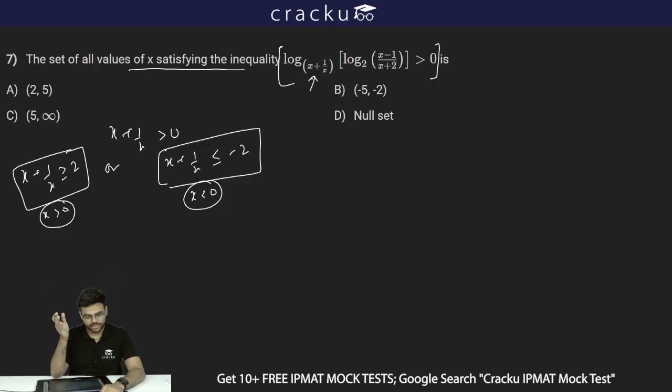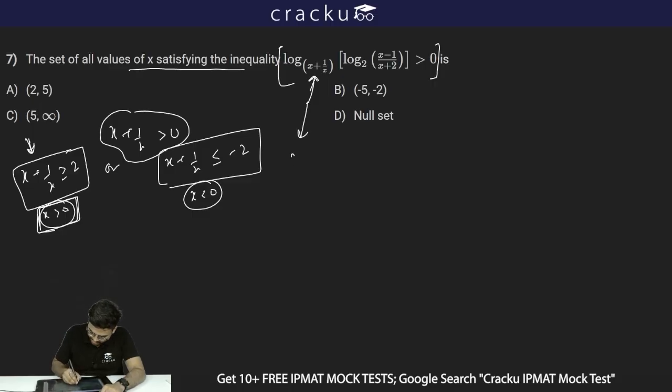Now x plus 1 by x is greater than equal to 2 or less than equal to minus 2. I need x plus 1 by x to be greater than 0. So I am basically looking at this part of the equation. So x plus 1 by x should be greater than equal to 2, and therefore x should be greater than 0. For x plus 1 by x to be positive, x should be greater than 0.